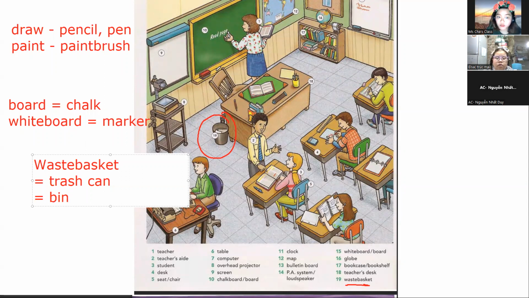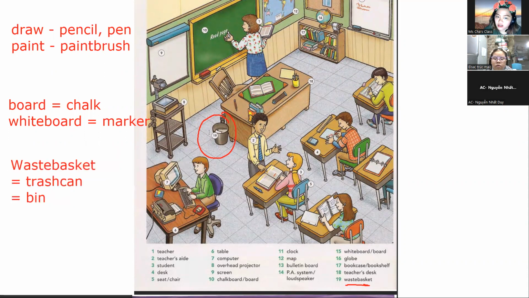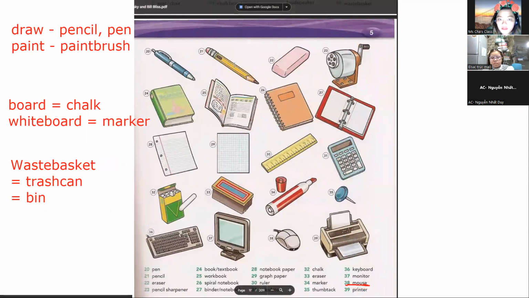Okay? This is where you put the papers, the wrapper, candy wrappers, or any garbage you have at school, in the trash can or bin right there. Can you see it? Yes. All right, very good.